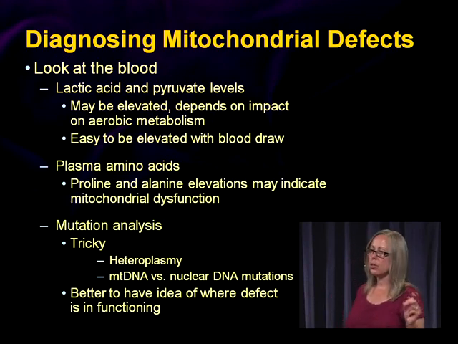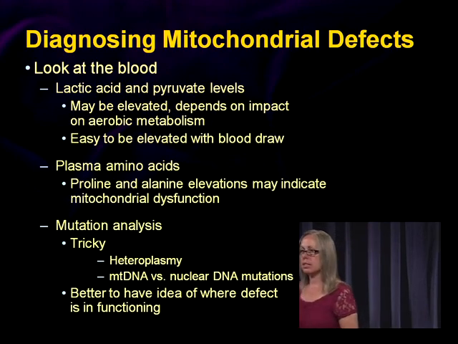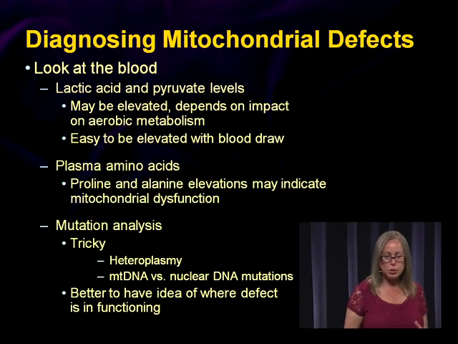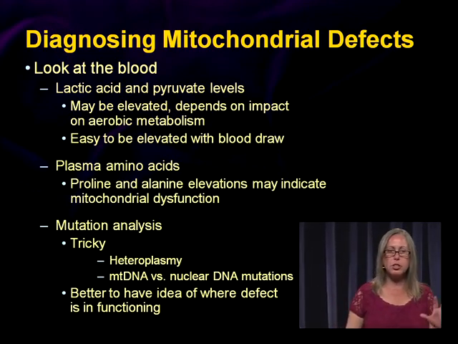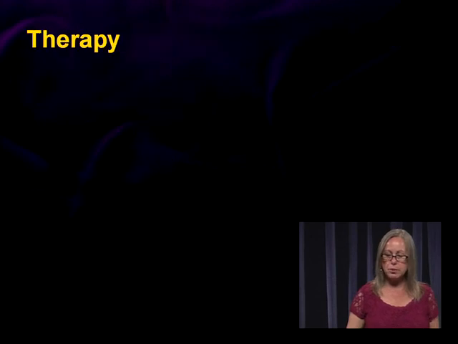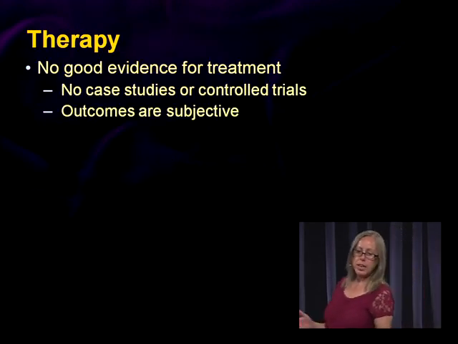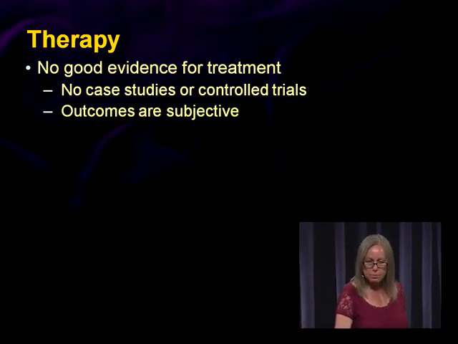And then whether or not this is a true mitochondrially inherited disorder versus something that is inherited from our own genome, whether or not it's a nuclear DNA mutation. So it's better to have an idea of where your defect is occurring in the functioning before you go on a wild goose chase. There's no good evidence for treatment. There are no case-controlled studies or controlled trials, and outcomes are subjective.